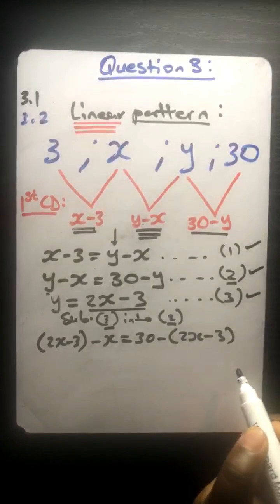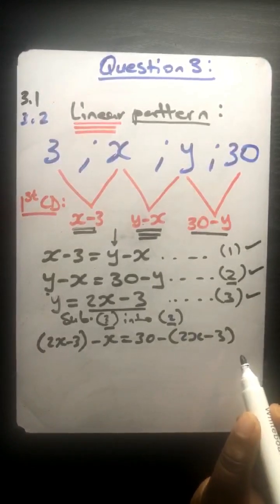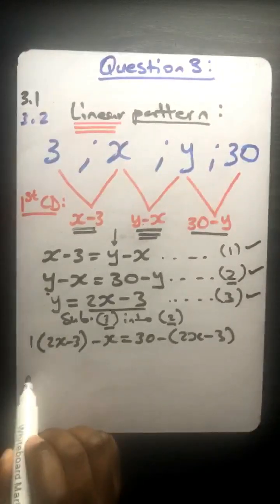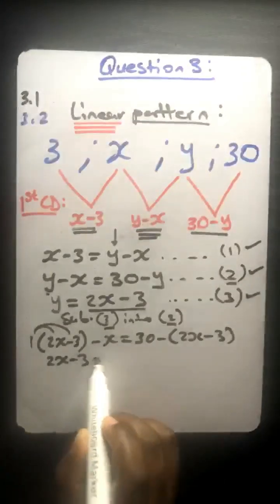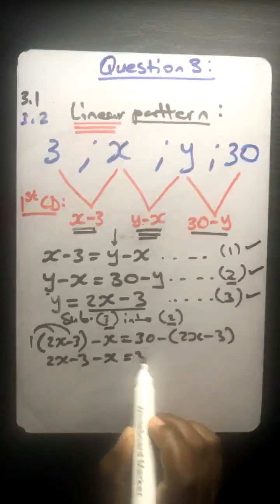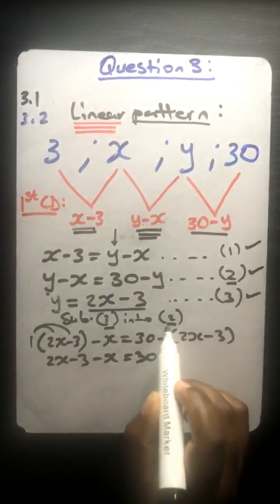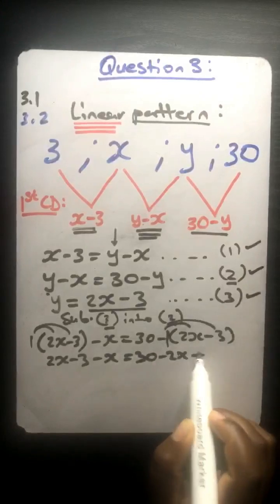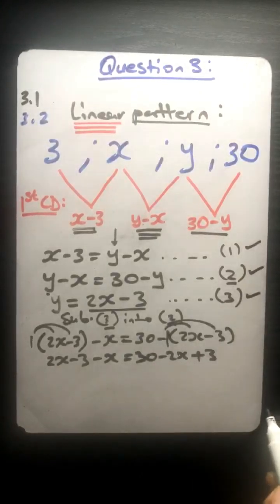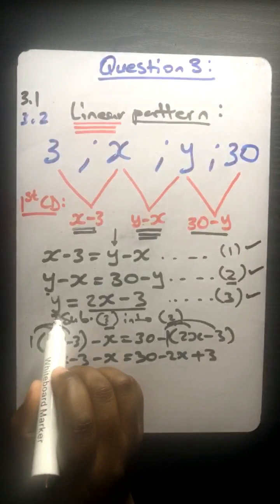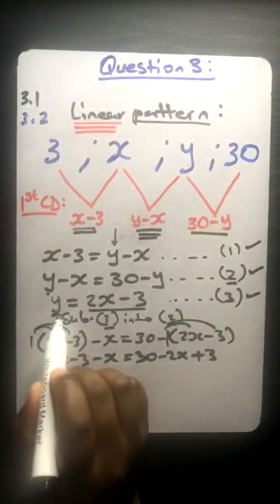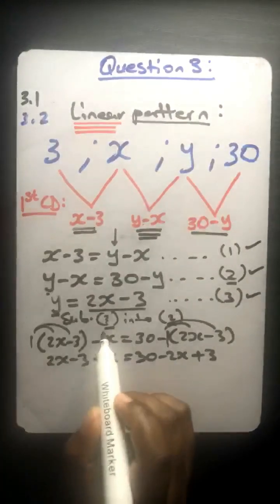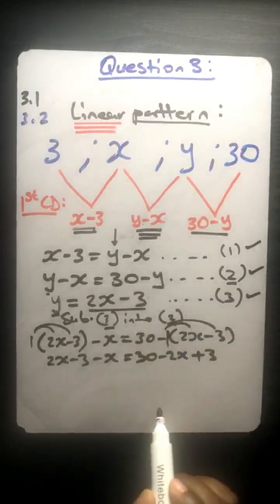Remember, at all times in maths, you start where you have the brackets. Remember, there's an invisible one there: that by that, that is 2x minus 3 minus x equals 30. With the invisible one, that by that, we have negative 2x, and that becomes plus 3. Just to emphasize, the reason you made y the subject of the formula is because you wanted to know the other letter. So if you made x the subject of the formula, it means you wanted to calculate y. That's how it works.